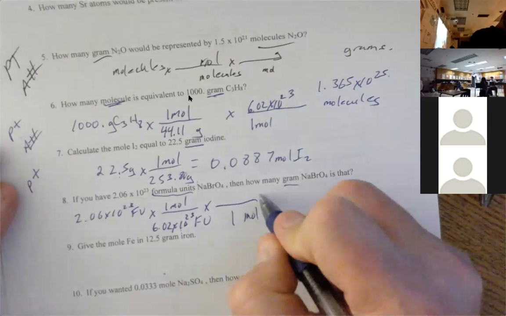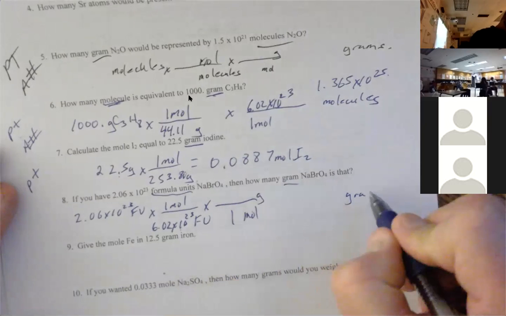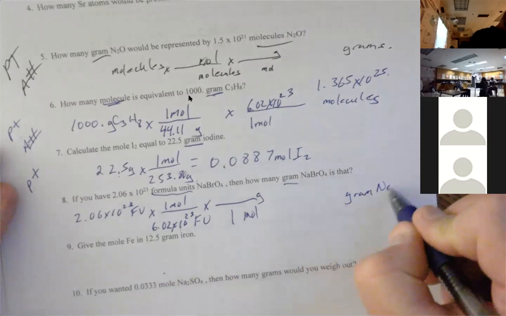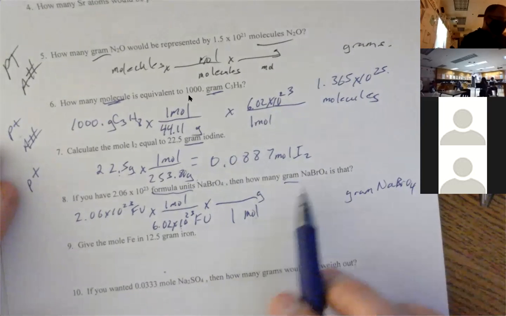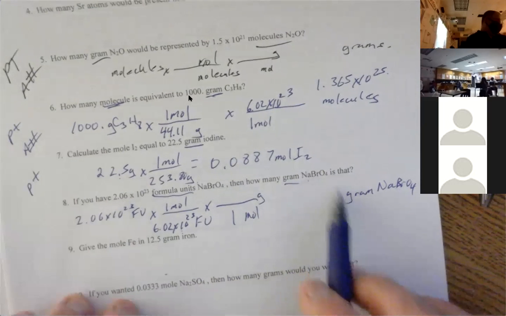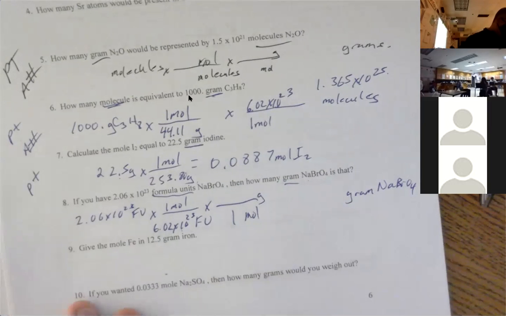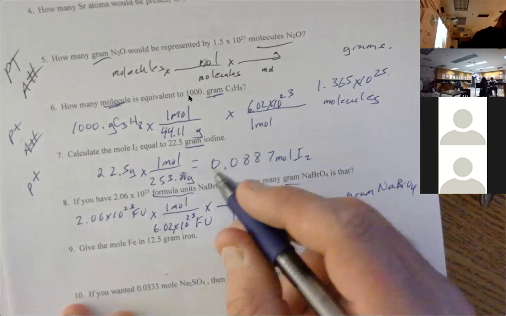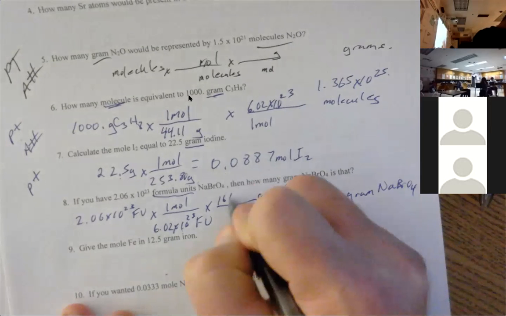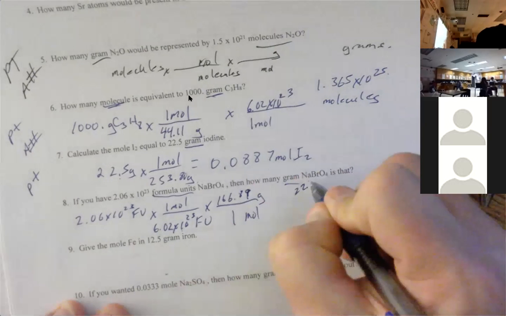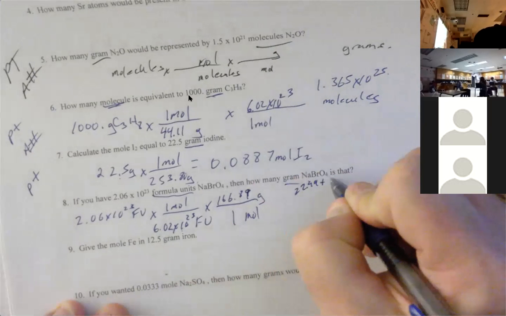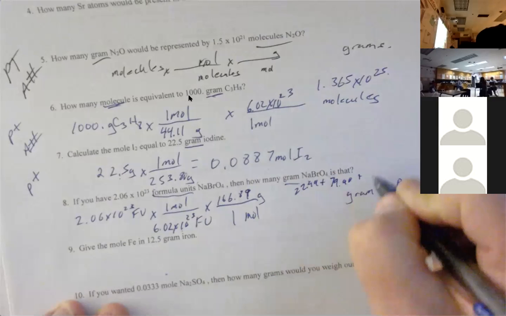I want grams. So if I want grams, I have to go to the periodic table. 1 Na, 1 Br, and 4 oxygens. 22.99 plus 4 times 16 plus 79.90. It's 166.89. Right? 22.99 plus 79.90 plus 4 times 16.